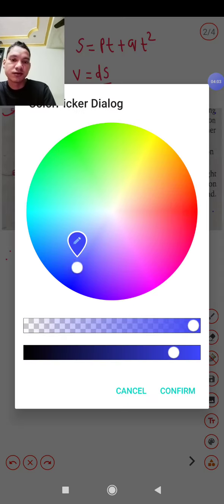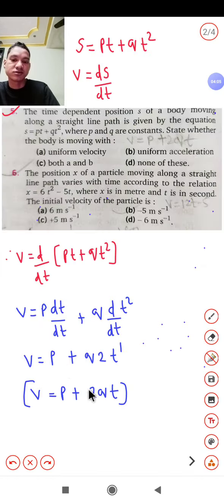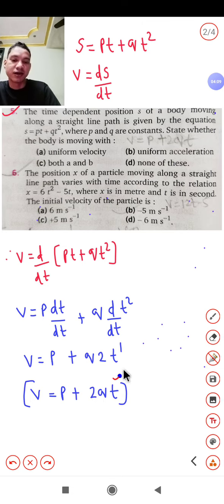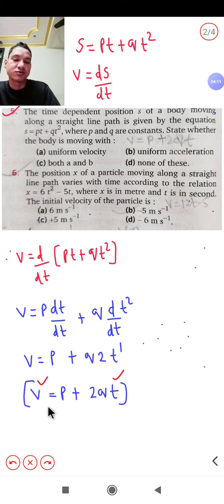Now here as you can see, p is constant, q is constant, only time is variable. So if time is increasing, velocity will also increase. So it's a uniformly accelerated motion. We can also compare it with the first kinematic equation, u plus at. As you can see, the equation looks similar, and it's an expression of uniform acceleration. So this option is correct here.